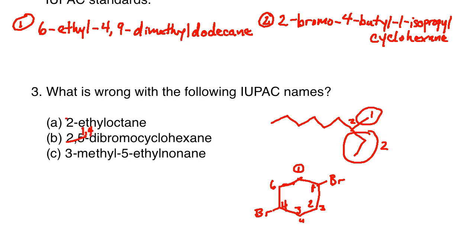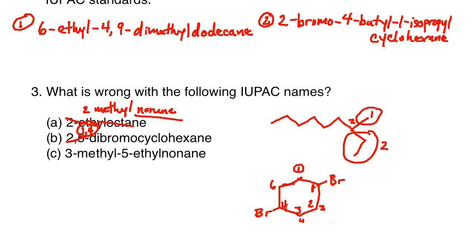And remember, I'll cross this out. This should be a 2-methyl nonane, because it's a longer carbon chain, right? And this one, it's the numbering that was off. The dibromo cyclohexane is fine, but the numbering is off here, okay?